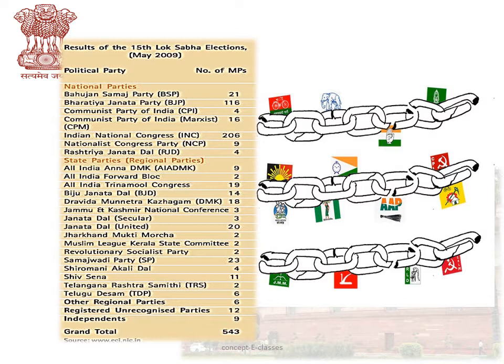Let's understand more about this coalition government through this table. This is the result of the 15th Lok Sabha elections which were held in May 2009. Here we can see that the Indian National Congress has a large number of seats, but they still fail to get 50% of seats in the Lok Sabha, because to form a government they require 272 seats.